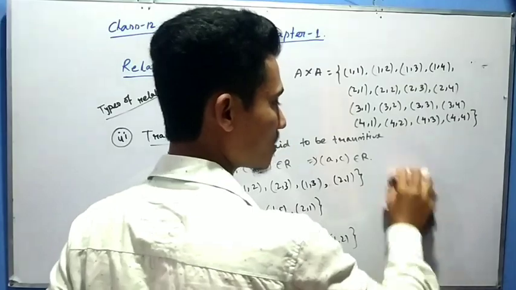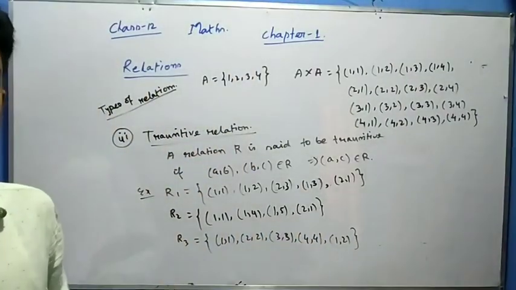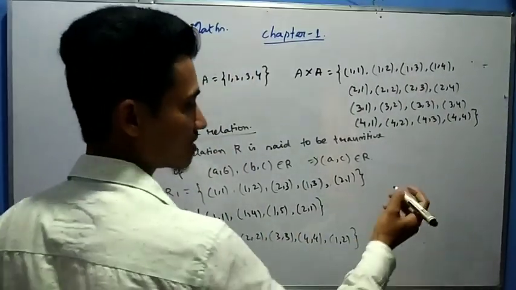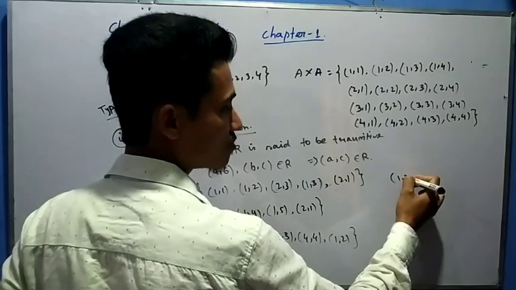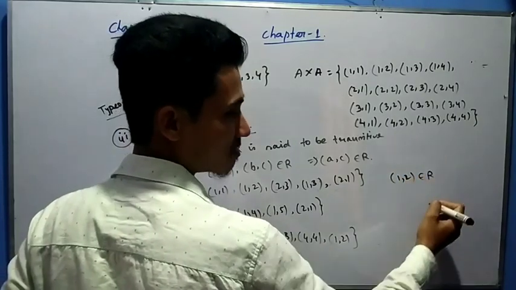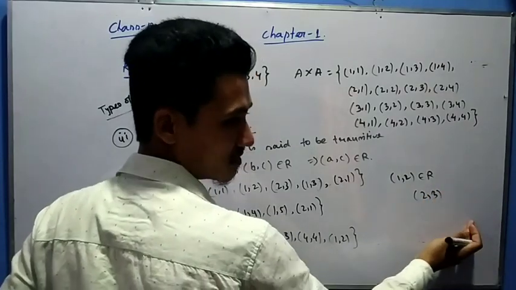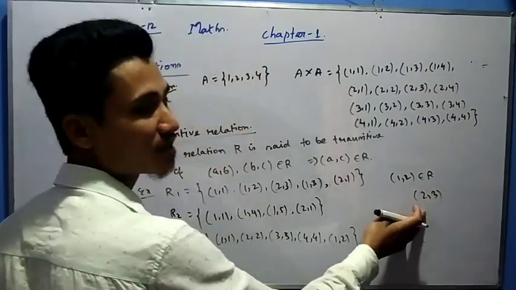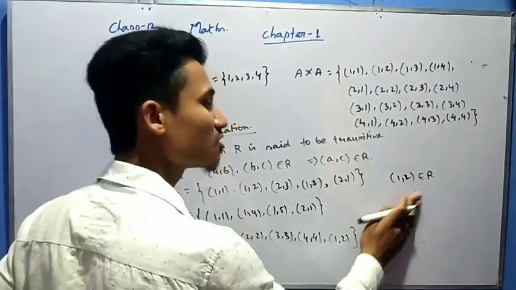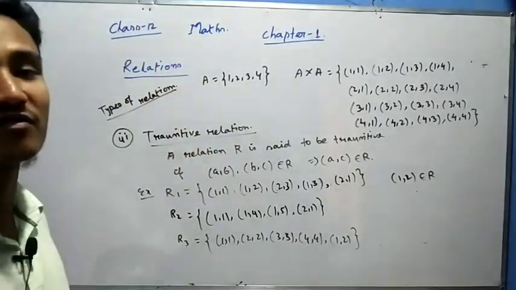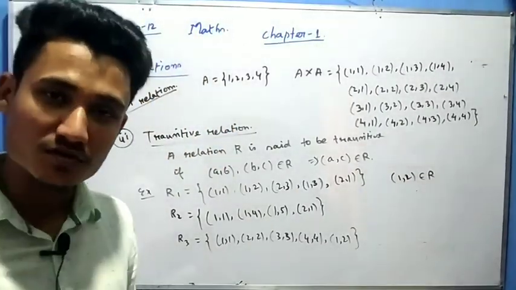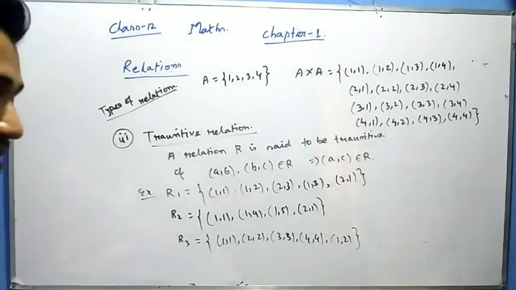If this type of elements are not there, if some (A, B) is there, say (1, 2) belongs to the relation, now the next element must be (2, something), there should be (B, C). If (B, C) is not there, then by default this is a transitive relation. So let us try to understand this with examples.